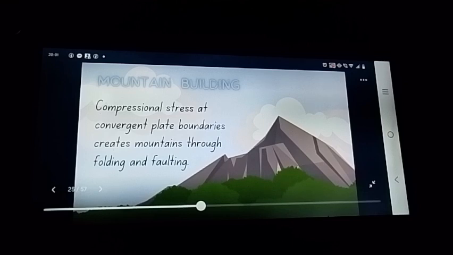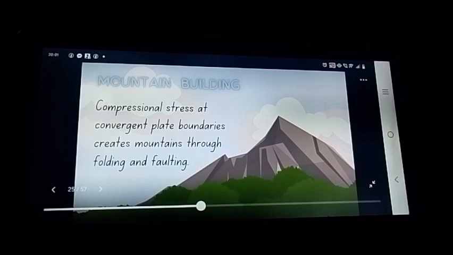Folding. As the rocks are squeezed, they can bend and fold, forming folds like ripples in a rug. These folds can be very large, creating a mountain range. And faulting. If the pressure is too great, the rocks can break, creating faults. These faults can be very large, creating valleys and other features. Here's a quick breakdown. Folding: rocks bend and curve under pressure. Faulting: rocks break and shift under pressure.